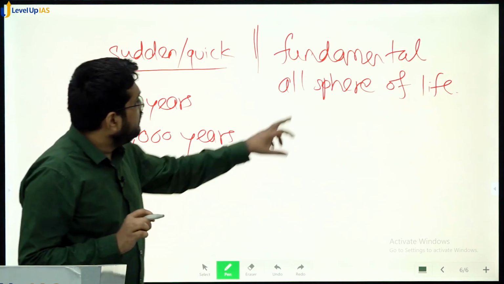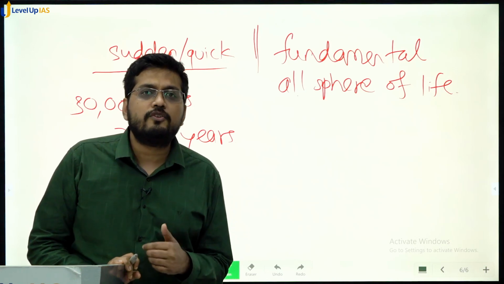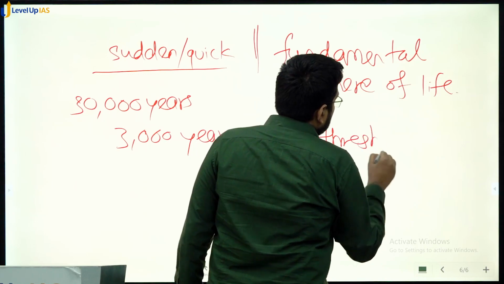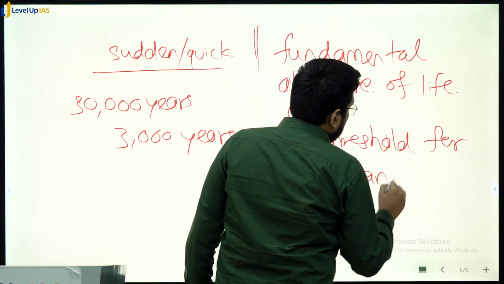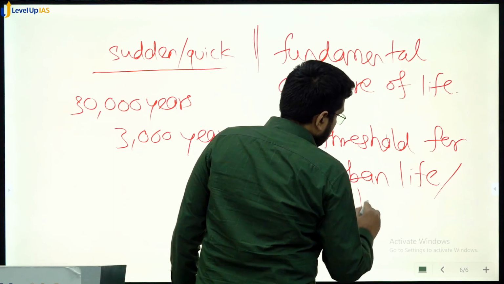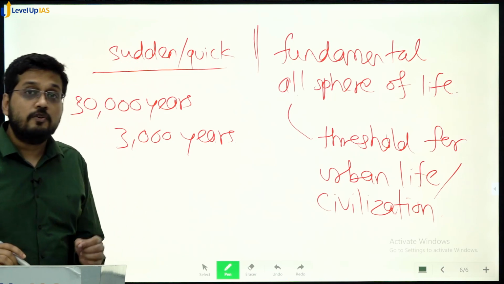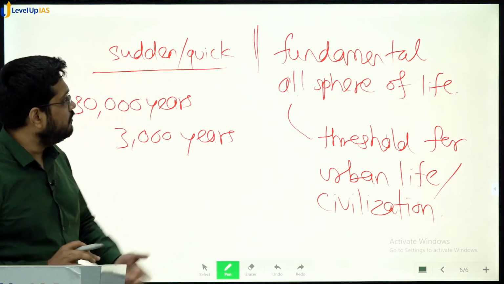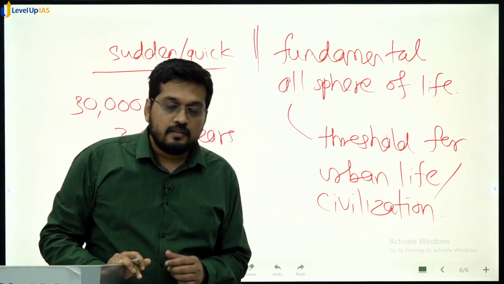And when you say it is a fundamental change in all departments of human life, you are actually trying to say that it is creating a threshold for urban life, or civilization, in short. Had there been no Neolithic revolution, there would not have been urban revolution. So the major contribution of Neolithic revolution is to create food surplus, which ultimately leads to the cities. That is the major contribution.